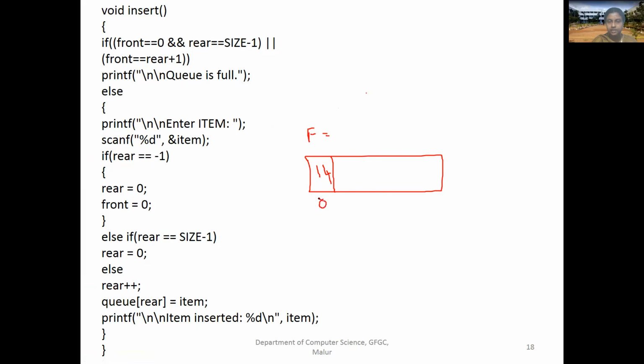Usually this is an array, with 0 as the first position. This is first, second. Rear is also here only. Okay. Now we will take the next value. We want to insert the next.